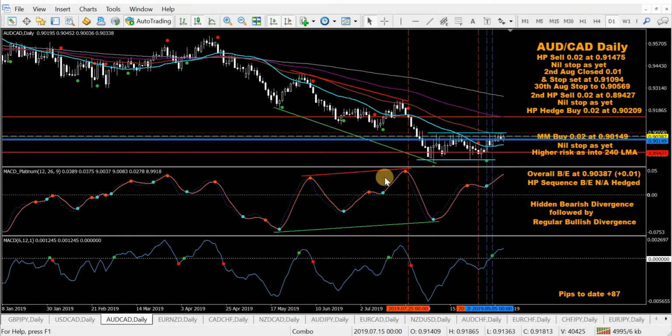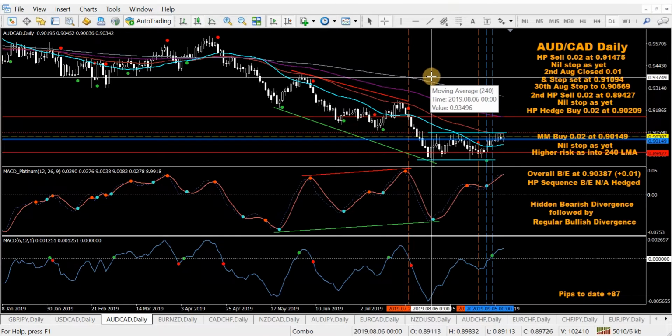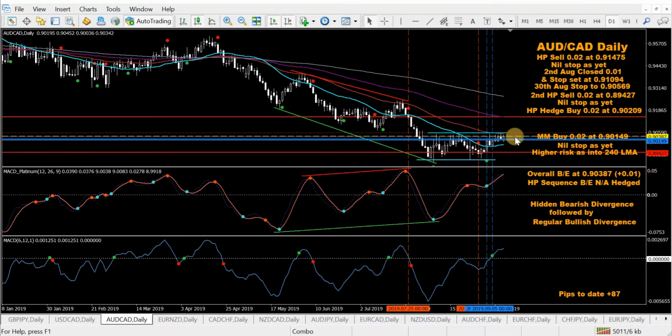AUD CAD in a sell back here, HP sell, and it's got a stop in place, that red dotted line, which is in that sort of resistance level, that blue trend. You can see the blue trend lines there, the straight lines, support and resistance. It's fairly sideways. Since when's that? Since about a month ago. So it's been going sideways, the AUD CAD.